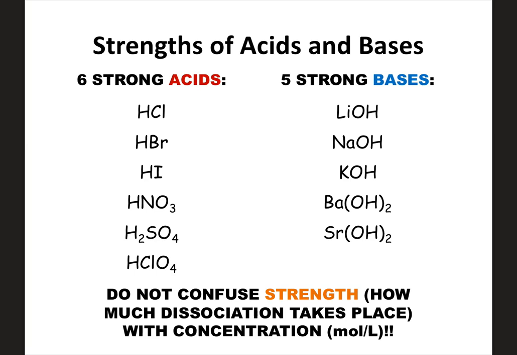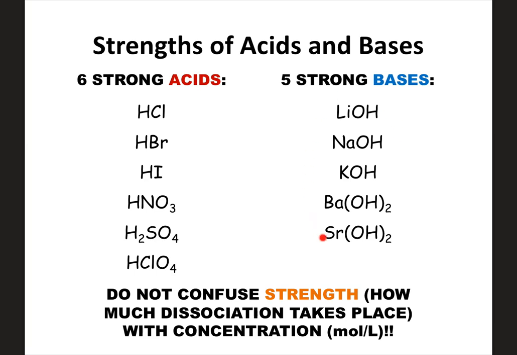On this slide, I'm showing you the 6 strong acids that you need to know and the 5 strong bases. HCl, HBr, HI, HNO3 nitric acid, H2SO4 sulfuric acid, and HClO4 perchloric acid. These are the 6 strong acids. You need to have them memorized. You need to be able to recognize them. If you have a problem with one of these acids in it, you need to know they're a strong acid. They're going to dissociate 100%.